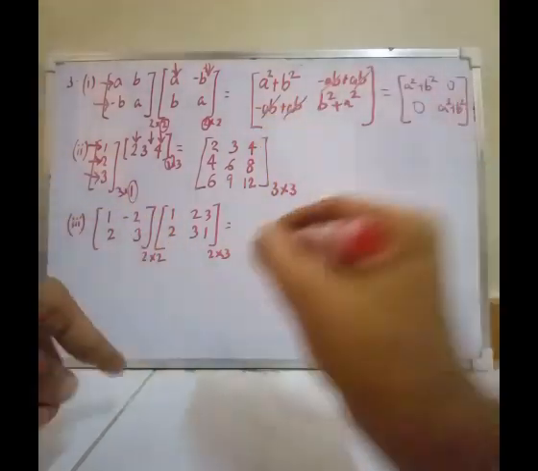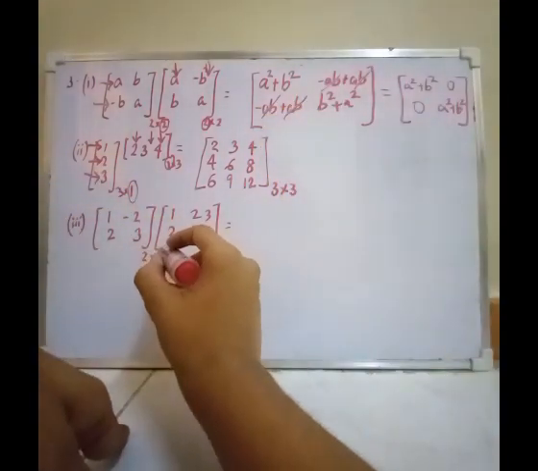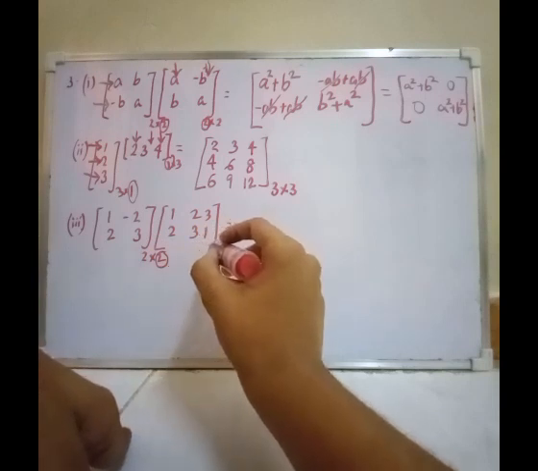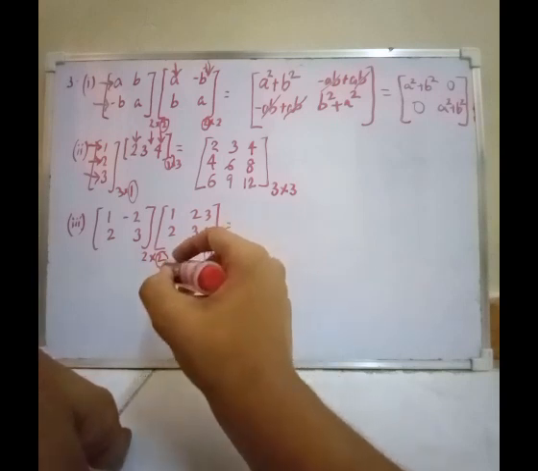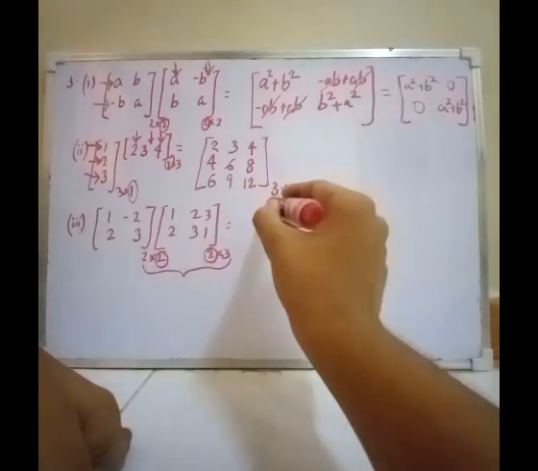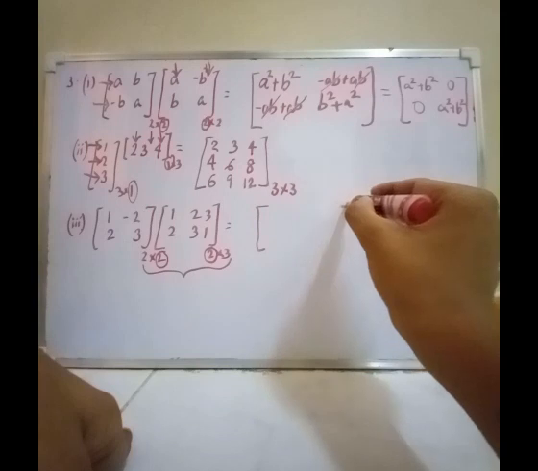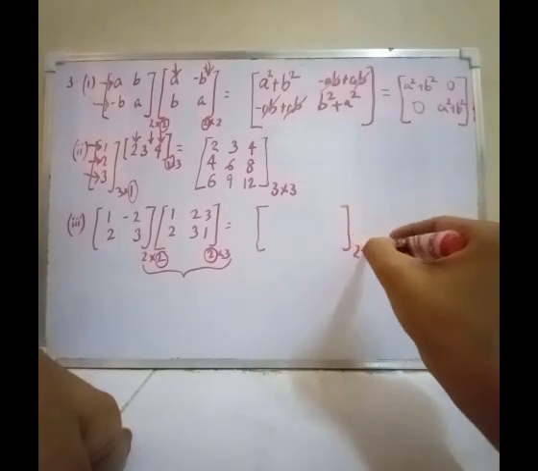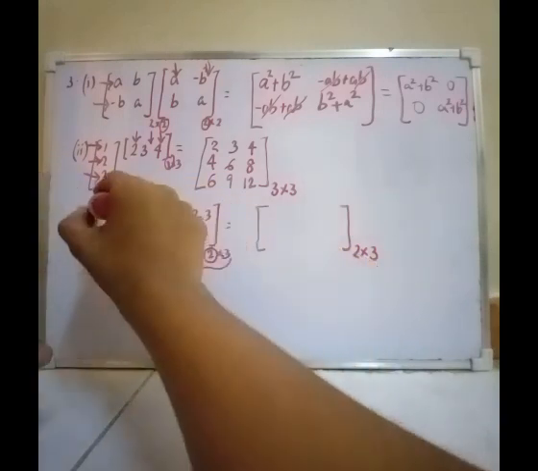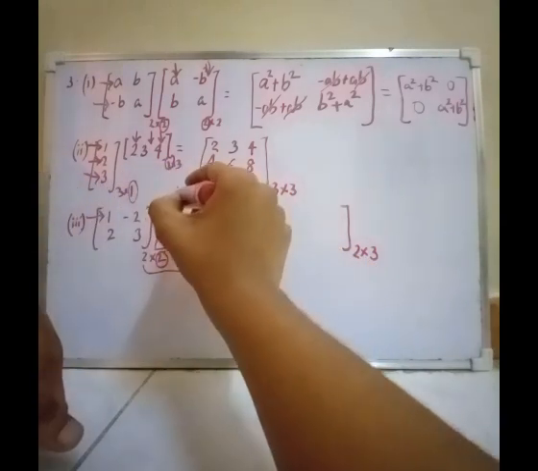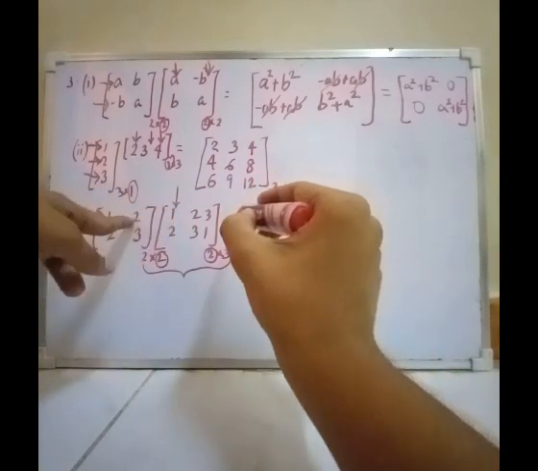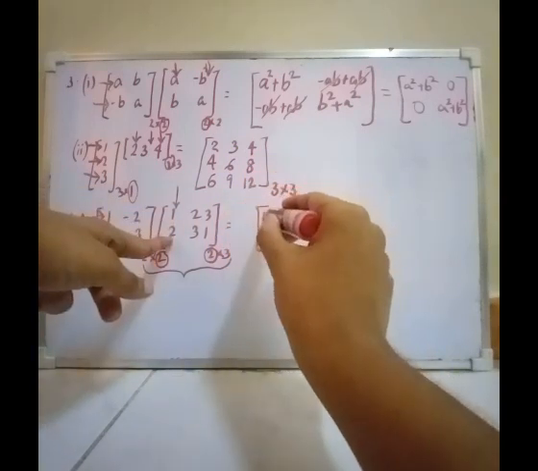Now going to the third part of the question, if you check, the number of columns in the first matrix is 2 and the number of rows in the second matrix is 2. So the final order would be a 2 by 3 matrix. So now doing first row with first column, 1 times 1 would be 1. Then minus 2 times 2 would be minus 4.